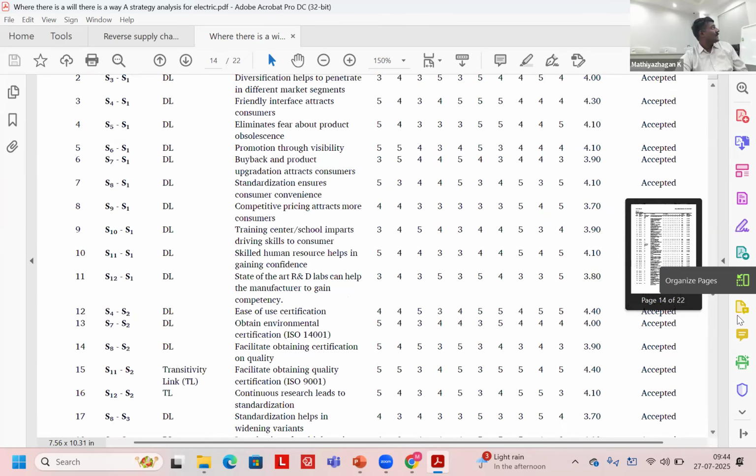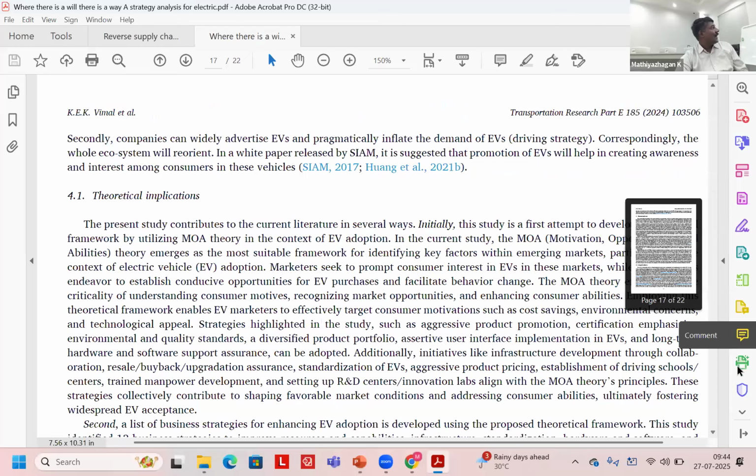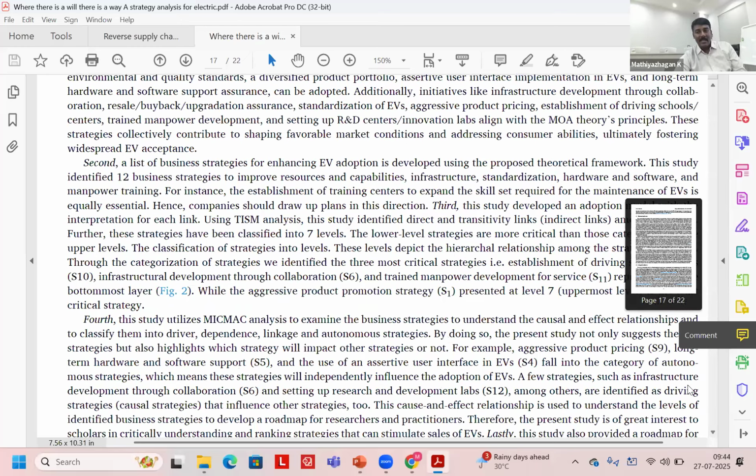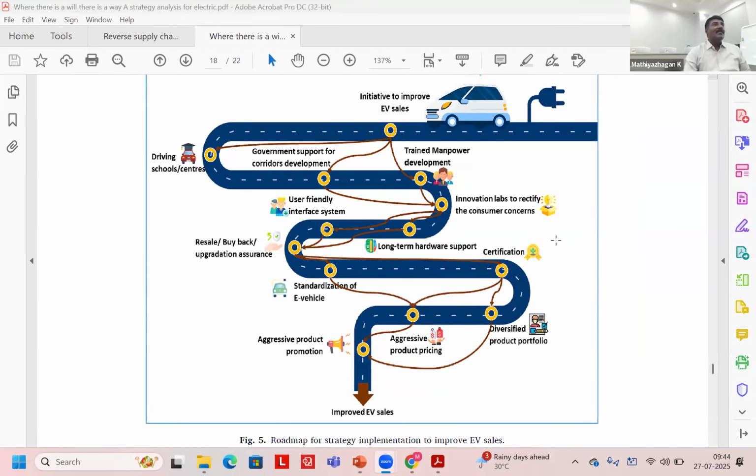Now, are you able to see here? What is this one? Everyone has to see here. What is this one? What is the purpose of this study? We want to find out some good strategies to improve electrical vehicle sales. Is it clear or not? We need some strategy. This is the result we found. See, if you want to improve, we need to follow these steps. If you follow these steps, then finally what will you get?